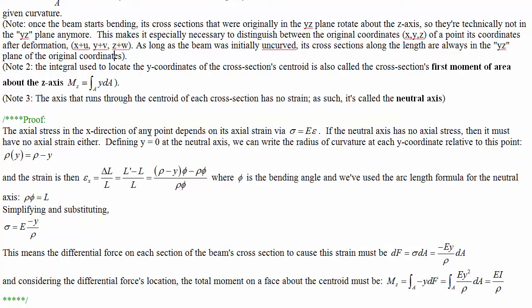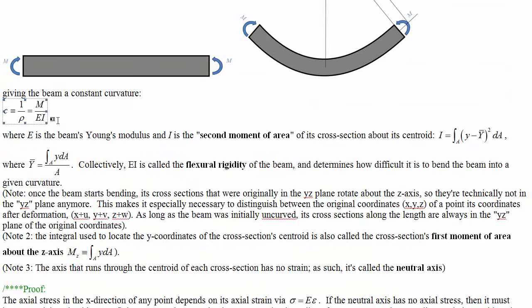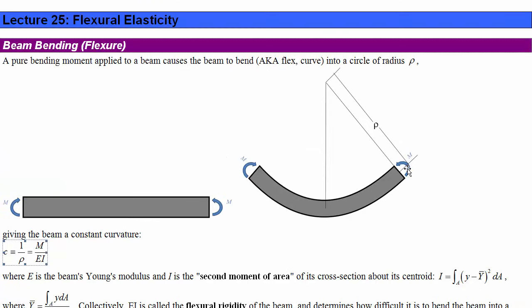All right, let's prove this formula that we were just using up here. The curvature is equal to M over EI. The way that we're going to do this is by thinking about what the strain is at every point inside the beam. To figure out what the strain is, we're going to need to know what its new length is. Its original length is equal to rho times phi, where phi is the angle that we've bent into here.